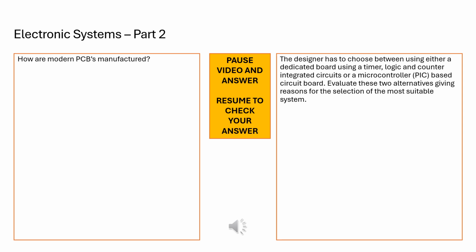So our last questions here say, how are modern PCBs manufactured? The other one says, a designer has chosen to use either a dedicated board using timer, logic, and counter integrated circuits, or a microcontroller PIC based circuit board. Evaluate the two alternatives. This might be a question where you get an extended answer asking you to weigh up the pros and cons and which one would be your best approach. So pause this, get down your answer, see how you get on.